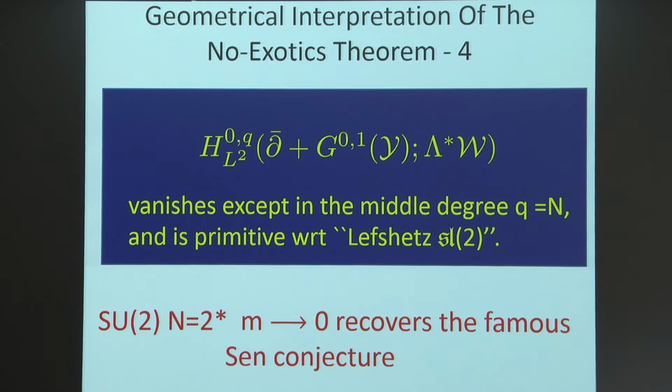And now as you see, if you specialize to SU(2) N=2*, that's the vector multiplet theory where you add one hypermultiplet in the adjoint. And of course, if m goes to 0, that's N=4 super Yang-Mills. And then this statement reduces to the famous Sen conjecture, right? Because then the states are differential forms. And we're saying that the only harmonic forms are concentrated in the middle degree. That's the Sen conjecture. And so this is what I call the generalized Sen conjecture. And it follows from the no exotics theorem.